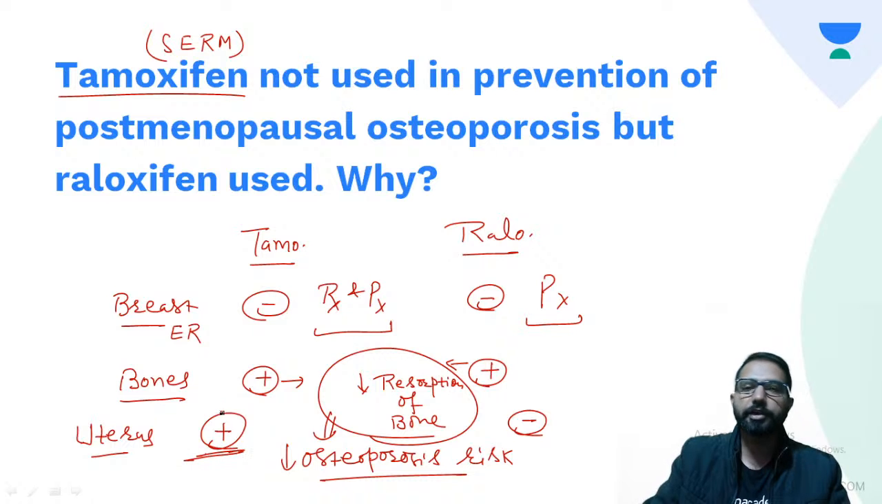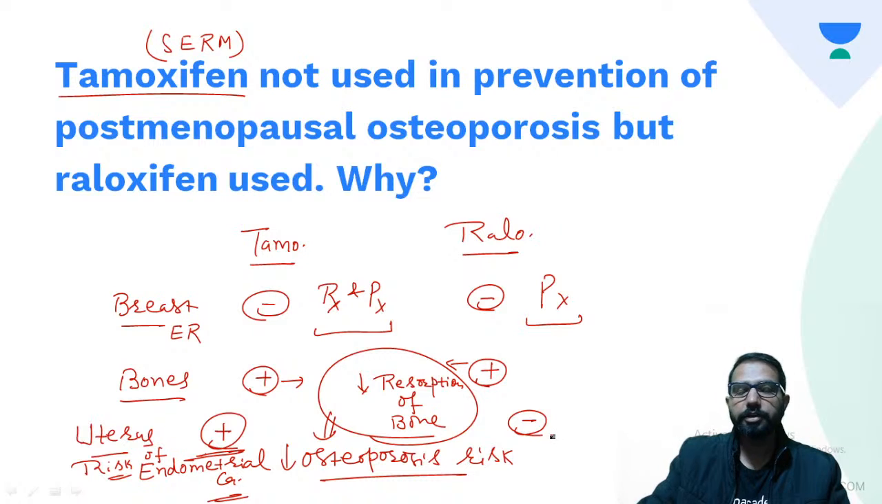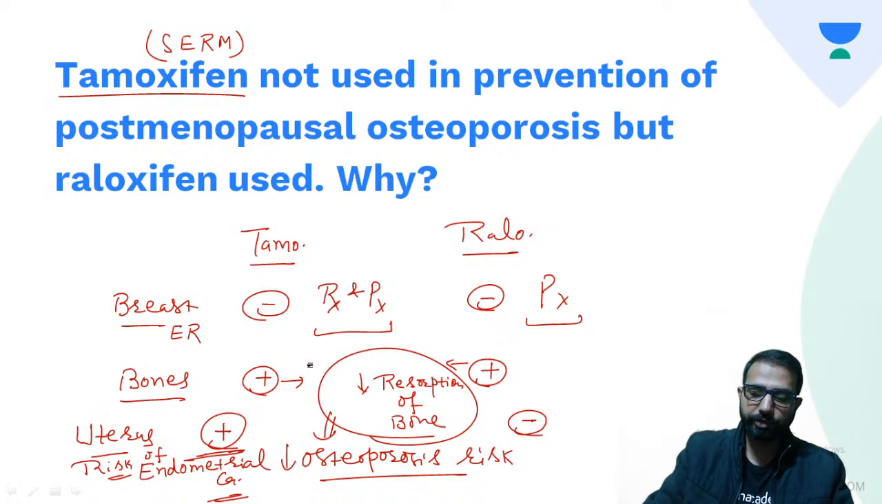Because of the endometrial estrogen receptor agonistic effect, there is a risk of endometrial carcinoma. Raloxifene decreases the risk of endometrial carcinoma. It does not have the risk of endometrial carcinoma. That is the reason. With tamoxifen, in postmenopausal women mainly, the risk of endometrial uterine cancer is there. So that's why we don't use tamoxifen, we use raloxifene. Very good, guys.